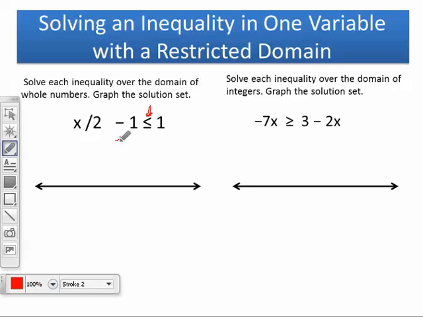So what I'm going to start with is I'm going to add 1 to both sides of the equation, and I'm going to get x over 2 is less than or equal to 2. And then I'm going to multiply by 2, and that's going to give me x is less than or equal to 4. Well, that's simple enough. 0, 1, 2, 3, and there's 4. And it's going to be x is less than or equal to a solid 4 going that way.